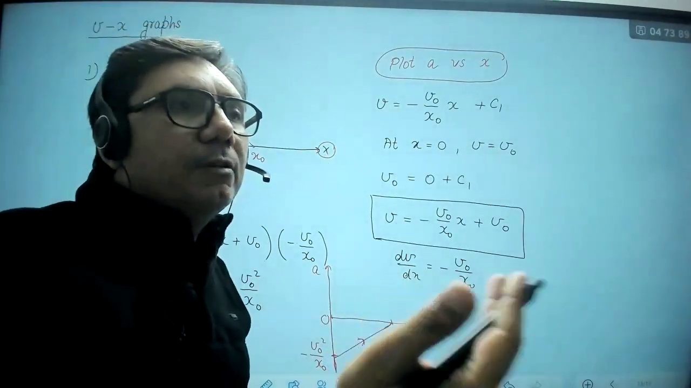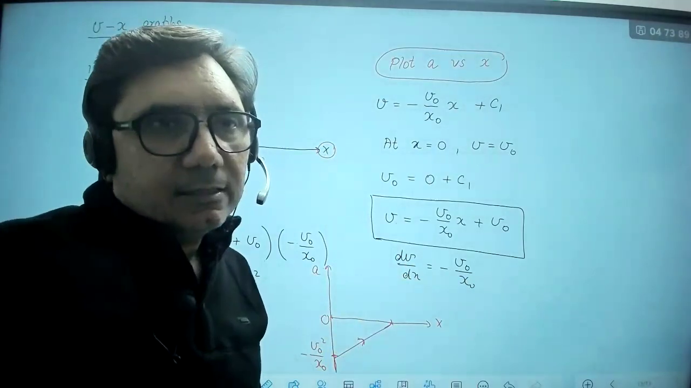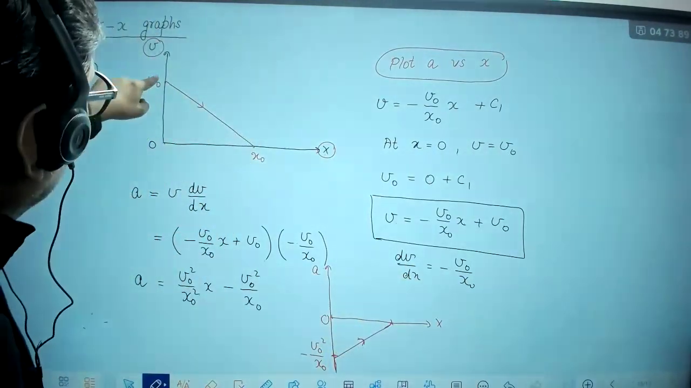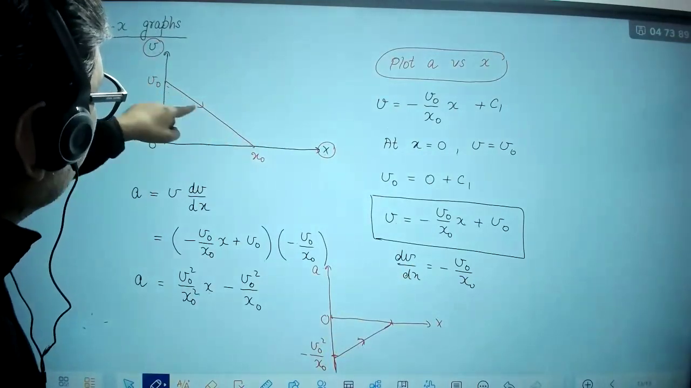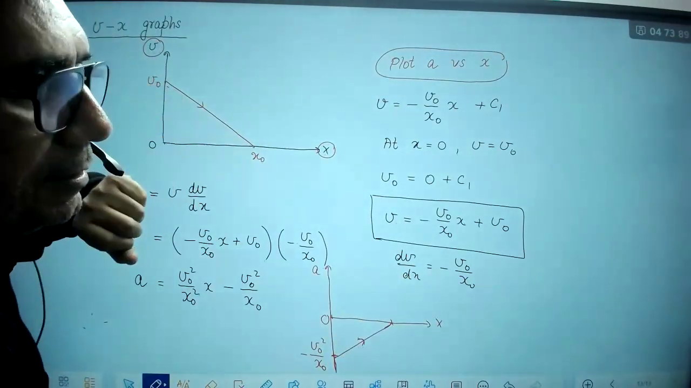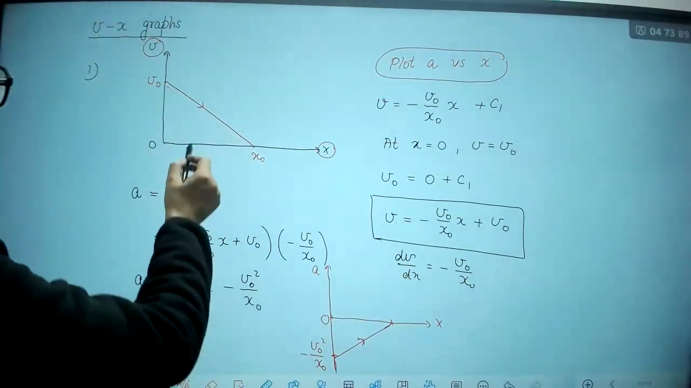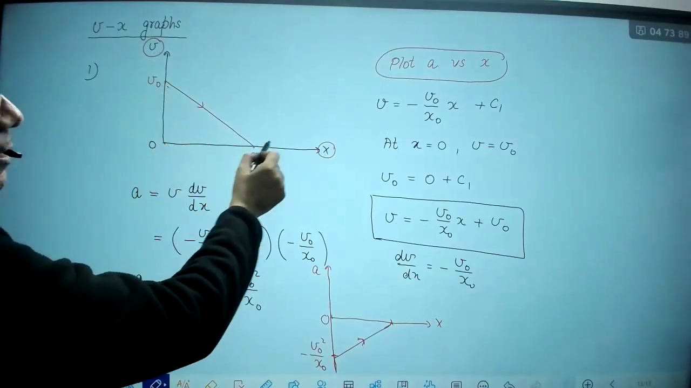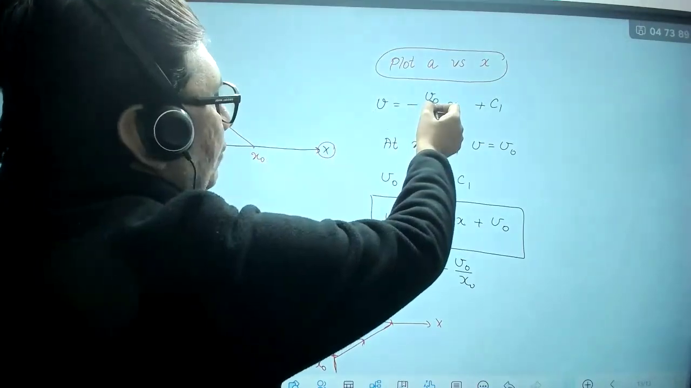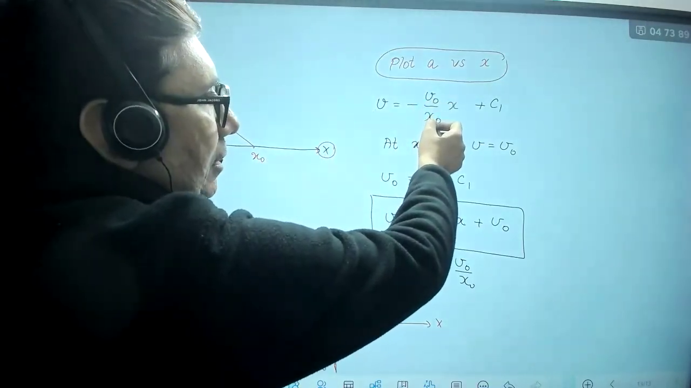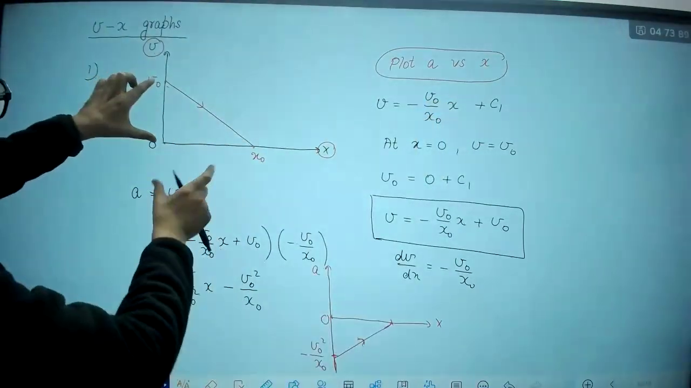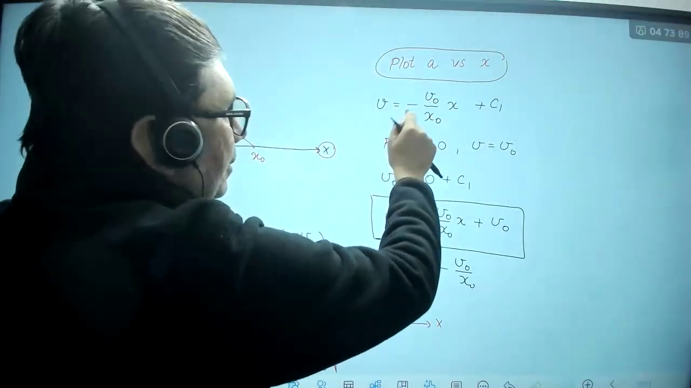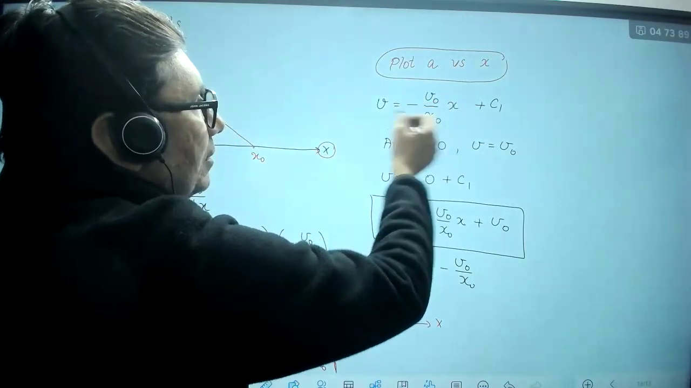So acceleration, if you are having a graph between v and t, v as a function of time, then slope will be equal to the acceleration. But here, slope is not equal to acceleration. So I write an equation for this straight line. What will the slope be here? This is perpendicular part divided by horizontal part. Perpendicular part is v naught divided by horizontal part x naught. This is v naught by x naught, and negative slope is there, so minus sign is there. So this is the slope of this line.